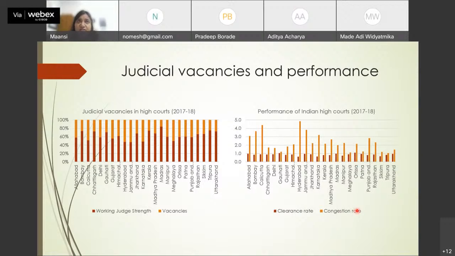Now, congestion rate is basically the number of pending cases at the beginning of the year divided by the number of disposed cases. It represents the number of years that the judiciary will take to clear its pendency, assuming that it continues to work at its given level of performance. So we'll see that a very high congestion rate is of course bad. For example, Hyderabad has a congestion rate of almost 5. So it means it will take 5 years to clear all of its pendency, assuming that it continues to dispose cases at the current rate.